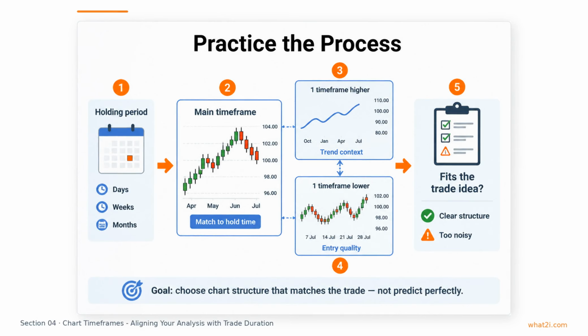A good way to practice time frame alignment is to turn it into a short checklist. Write down your realistic holding period first, then choose a main time frame that fits it. After that, look one time frame higher to understand the broader trend and one time frame lower to judge entry quality. Finally, ask yourself a simple question. Does this chart view actually fit the trade I want to make? If the answer is no, adjust the time frame before you adjust the trade idea. This habit keeps your analysis grounded in purpose. Over time, it helps you choose charts that support the trade instead of distracting from it.